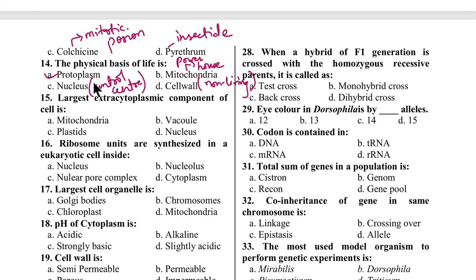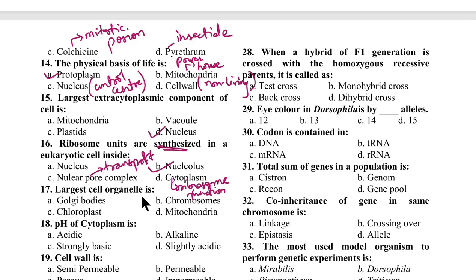Question number 15, the largest extracytoplasmic component of the cell is obviously the nucleus. Ribosome units are synthesized in a eukaryotic cell inside? Answer is nucleolus, as the nucleus is the location, but actually synthesis occurs in the nucleolus. And the nuclear pore complex, the nuclear pore is meant for transport. And talking about the cytoplasm, ribosomes function here.